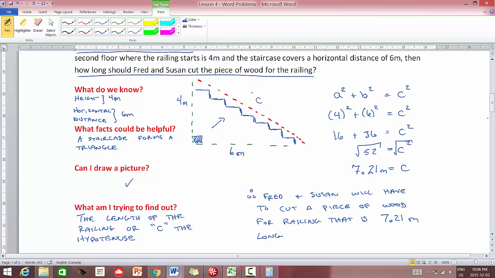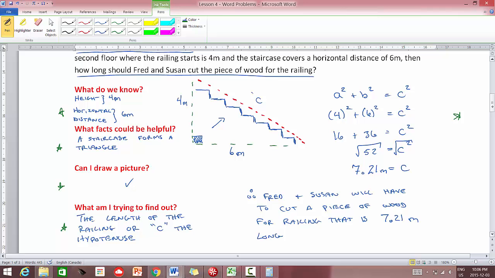Okay? We look at what we know. What facts could be helpful that make it look like a triangle? Can we draw a picture? What are you trying to find out? So make that connection between what's the hypotenuse, or how these sides relate to a Pythagorean theorem or a triangle. And then finally, do our work and finish with a concluding statement.